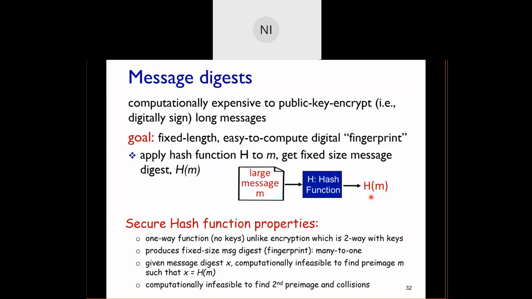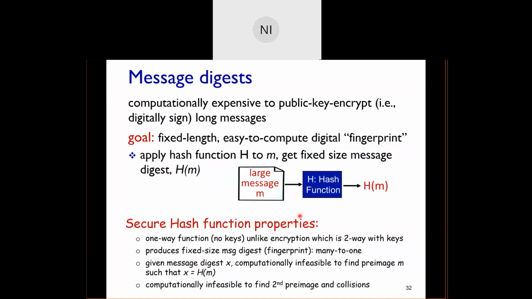That means if somebody gives you a digest, you cannot figure out, with the computational resources at our disposal, even with supercomputers, what could be the m that has generated such h(m). Similarly, it is also computationally infeasible to find two messages m and m' in such a manner that h(m) = h(m').